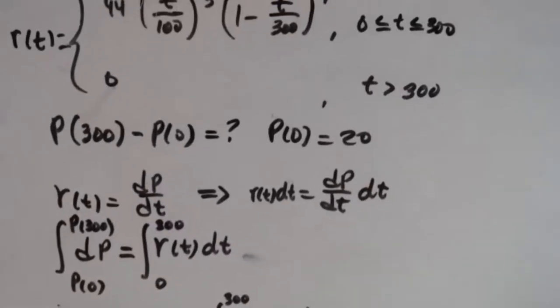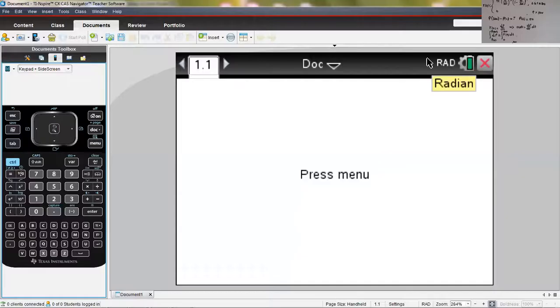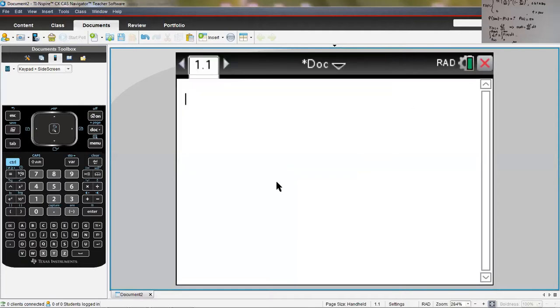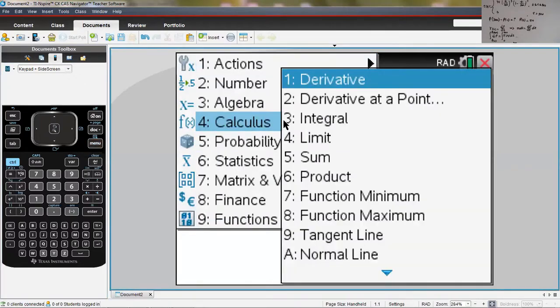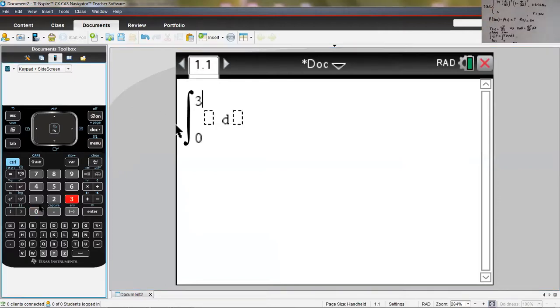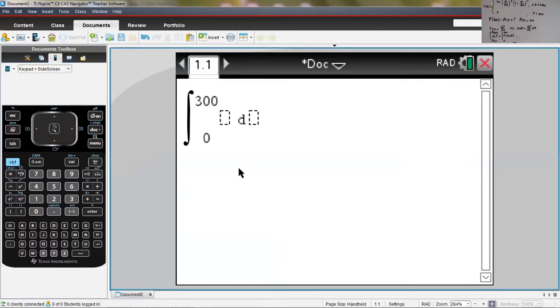So let me just go back to this portion. Let me share screen. Here is the calculator. We open a new document, a calculator page, and then it's menu, calculus, integral, and we put here 0, and here 300.